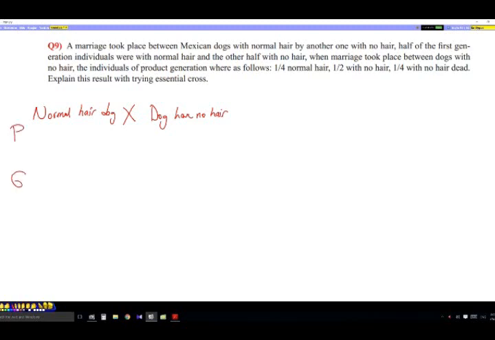These are the parents, gametes, F1 generation. Half of the first generation individuals were with normal hair, and the other half had no hair. Normal hair dog, 1/2. No hair dog, also 1/2.